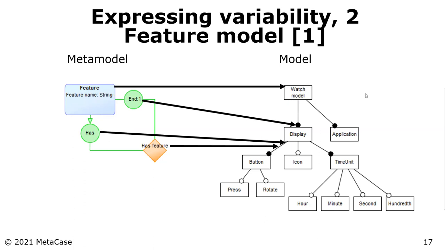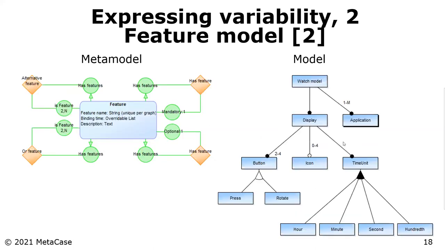This does not support, for example, AND features or XOR features, where I need to choose only one of, for example, that the button can only be press or rotate. So with my current feature model, I can only say that the button may optionally be press or may optionally be rotate. But I cannot say at the moment that only one of these can be selected. So the expressiveness of this language is limited.